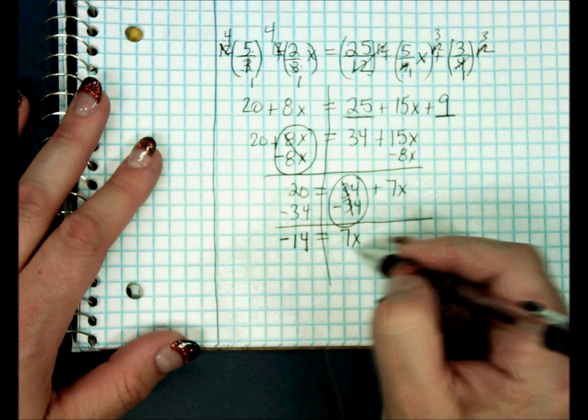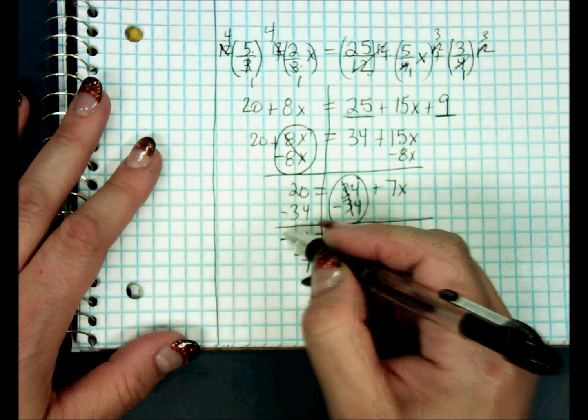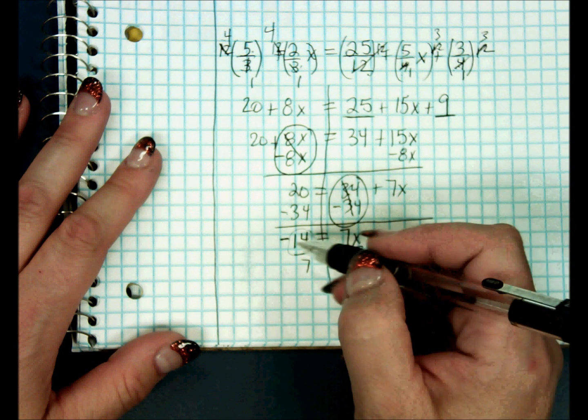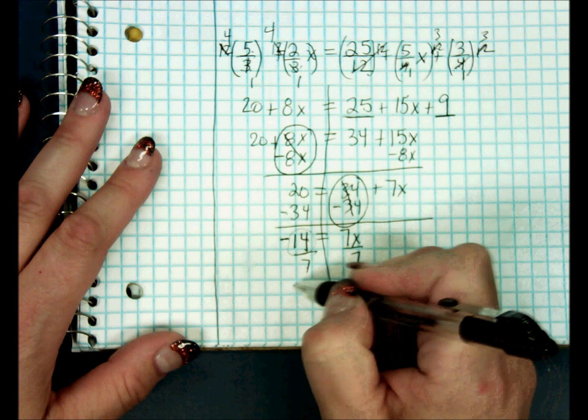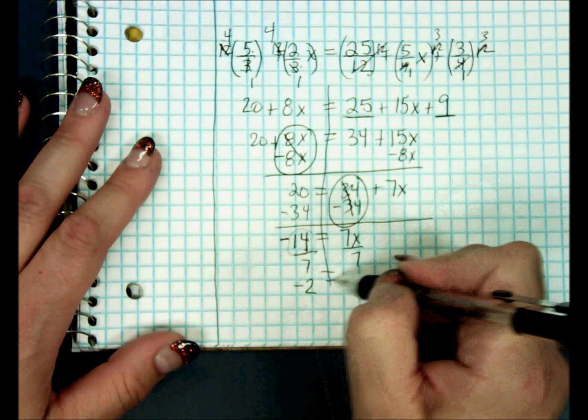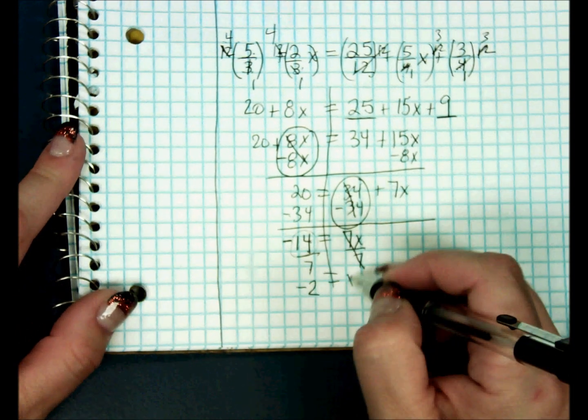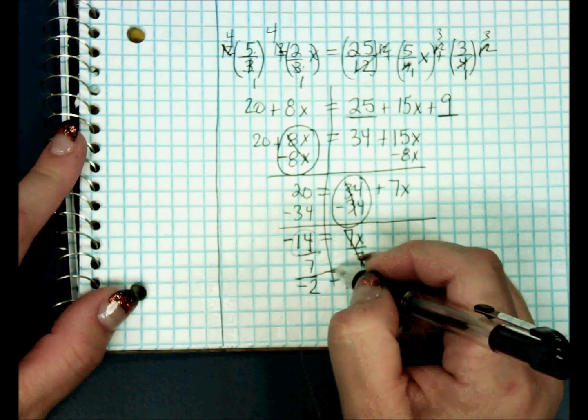Now I'm going to divide both sides by 7. Negative, and you'll notice the bigger number's on top this time. 14 divided by 7 would give me that 2, and it stays negative. Over here, 7 divided by 7 is 1, and I'm left with x. Let me do that. There we go.